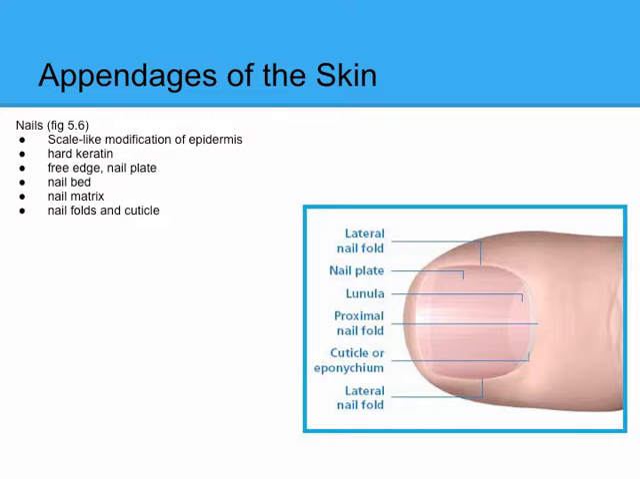On the lateral sides of the nail, we have nail folds, lateral nail folds. And on the proximal part of the nail, we have the proximal nail fold and the cuticle. All right, so that's just the general anatomy of the fingernails. I'm not going to go crazy on the quiz and test asking you guys about that.